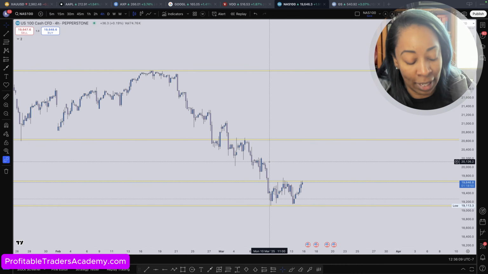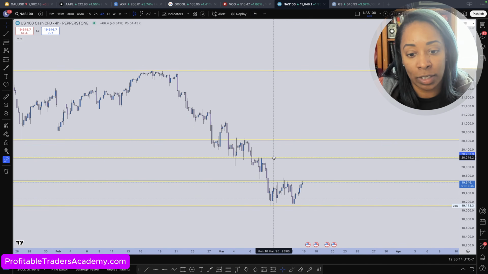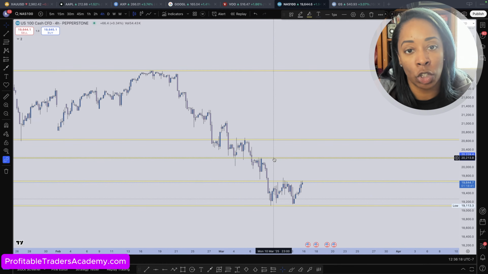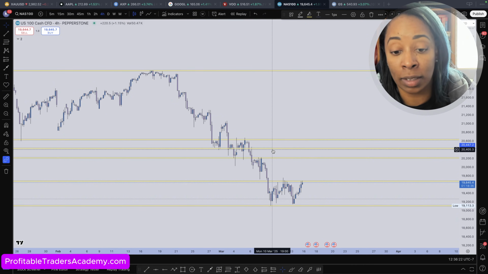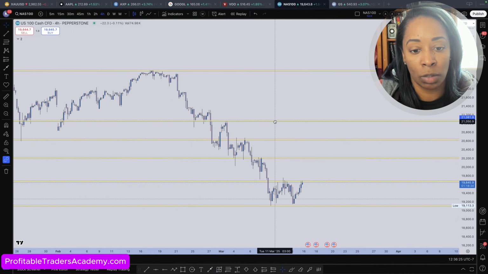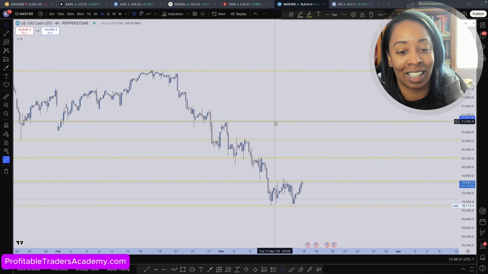The other level that kind of interests me, let me clone this level. The other level that is looking interesting to me is right here at 20,213. And another level that's looking good to me on this time frame is going to be about right here. And this is going to be at 21,050, a really nice round psychological number.